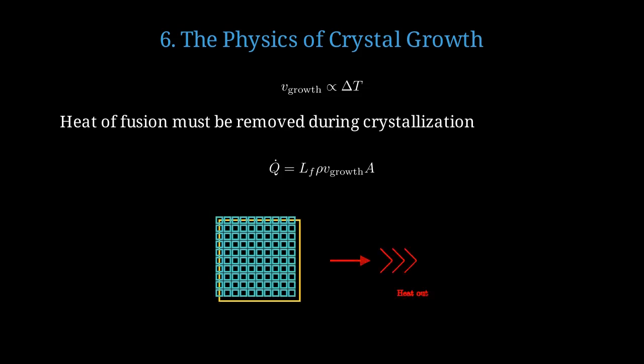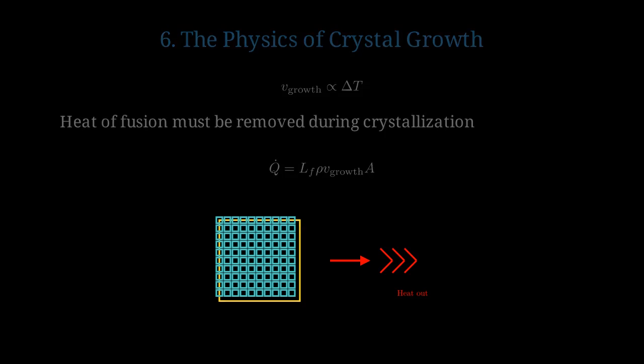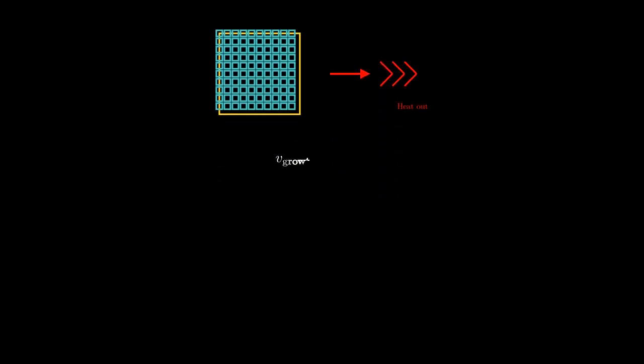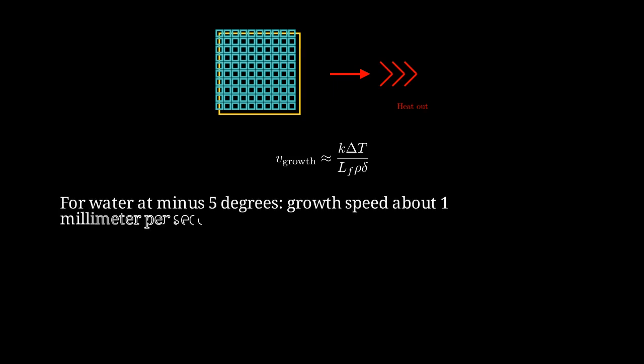As the ice crystal grows, it releases heat that flows outward. The growth rate is limited by how fast this heat can be removed through the surrounding liquid. The growth velocity approximately equals thermal conductivity times temperature difference, divided by latent heat times density times a characteristic length scale. For water supercooled to -5 degrees Celsius, typical growth speeds are around 1 millimeter per second, meaning a centimeter-sized crystal forms in about 10 seconds.